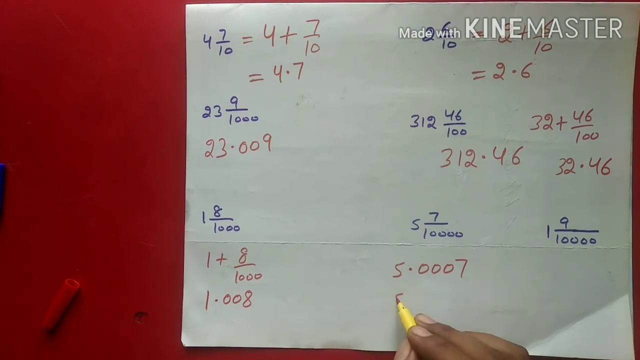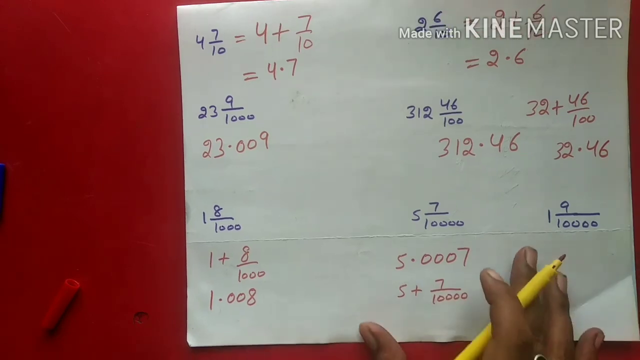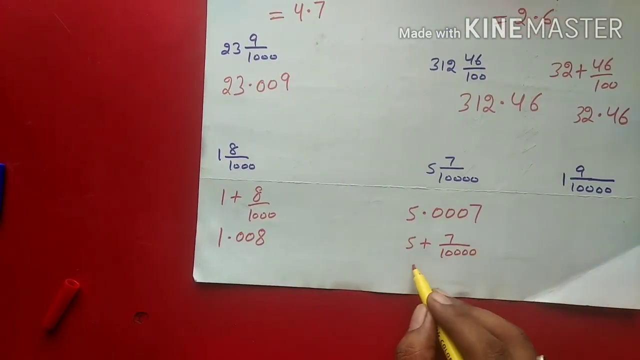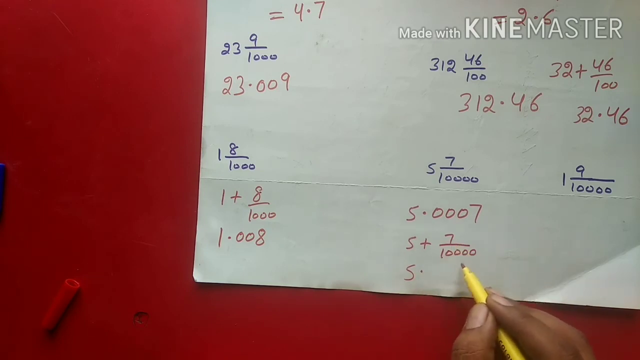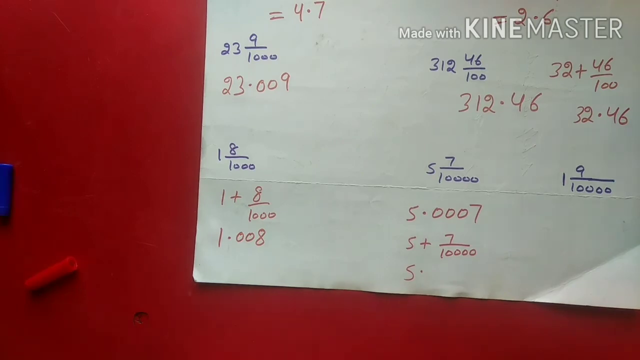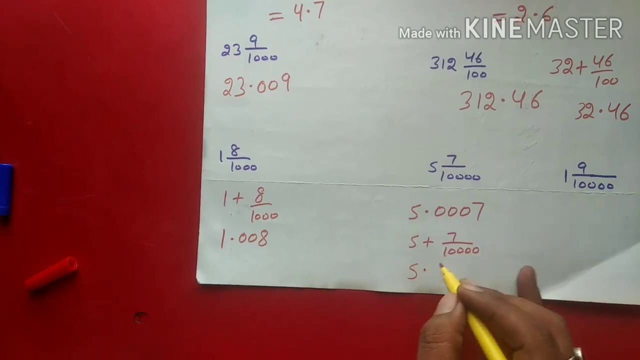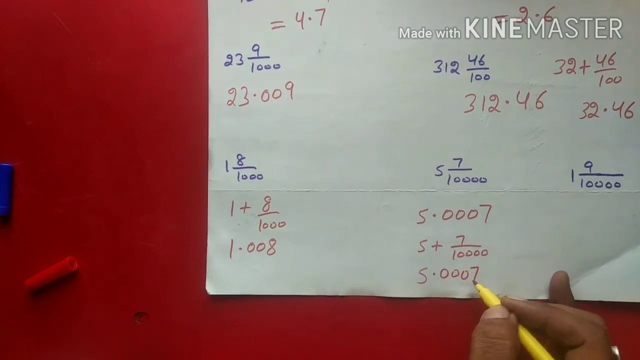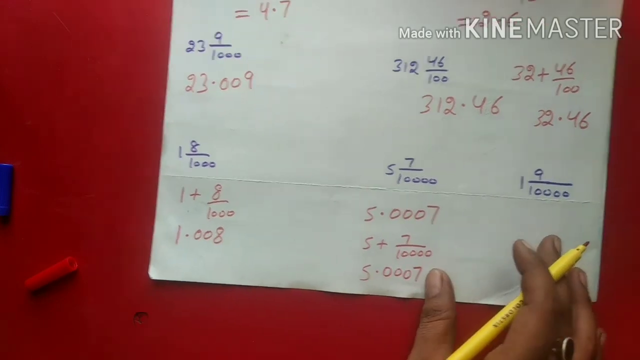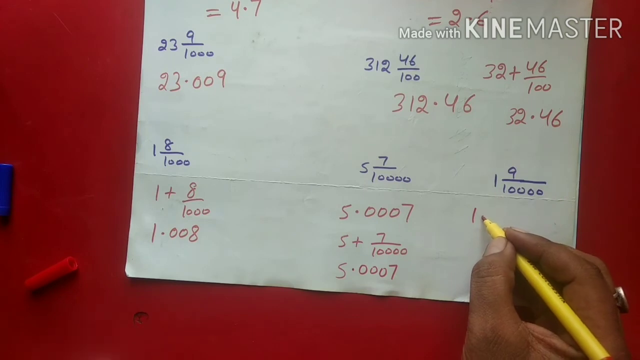Another way you can think of it is like this, 5 plus 7 over 10,000. So student, this is 5 and you will write this decimal, and here 7 over 10,000. So there are 4 zeros, so I will have to make 4 digits after decimal, but here is only 1 digit, so I need 3 more zeros. So 1, 2, 3 and 7. Okay, now in this way we can think of this. Now 1 and 9 over 10,000. So I have explained the method.